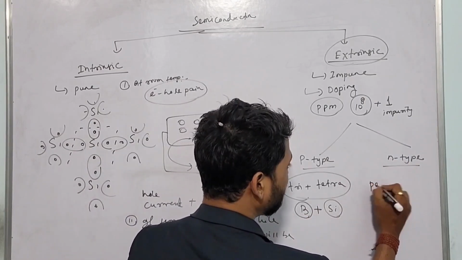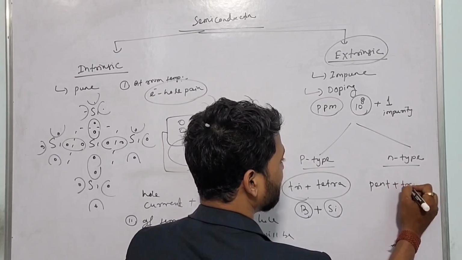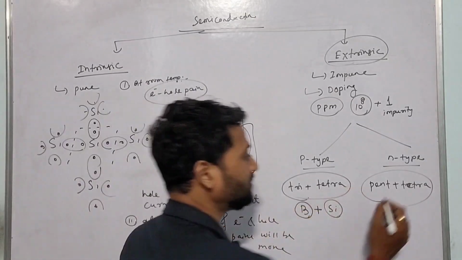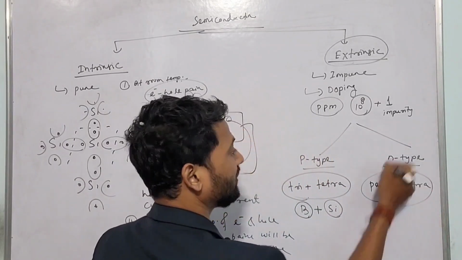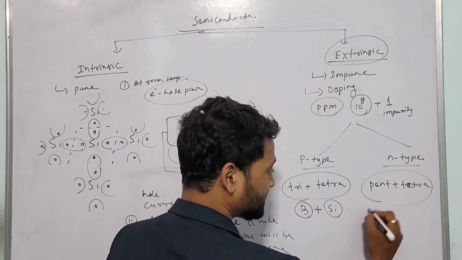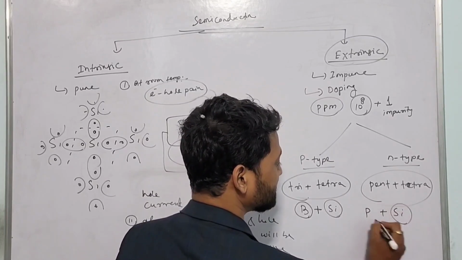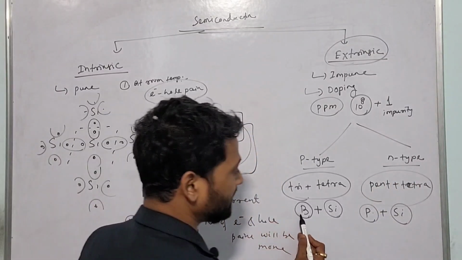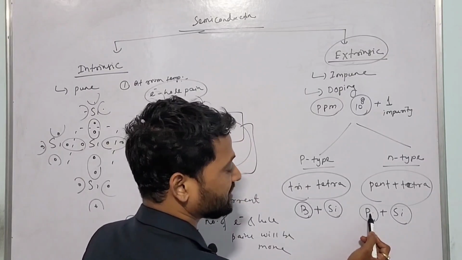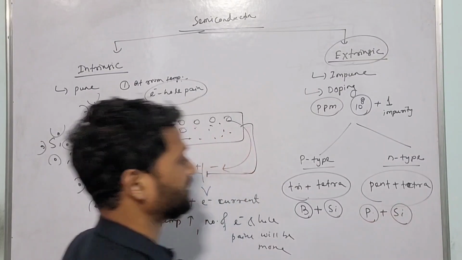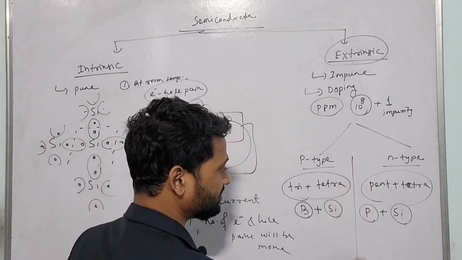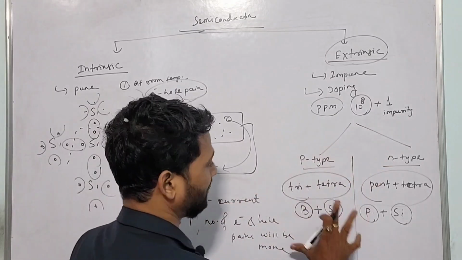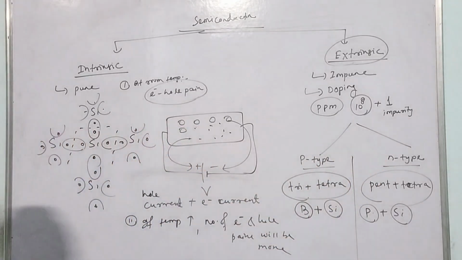Similarly, if a pentavalent atom is doped with a tetravalent atom, that will form an n-type semiconductor. An example is phosphorus plus silicon. Silicon is the primary atom, phosphorus is the dopant or pentavalent atom. That means here boron is the impurity and silicon is the primary atom, and phosphorus is the impurity and silicon is the primary atom. So that is the basic comparison between P and N type semiconductors. We'll discuss in detail how it works.